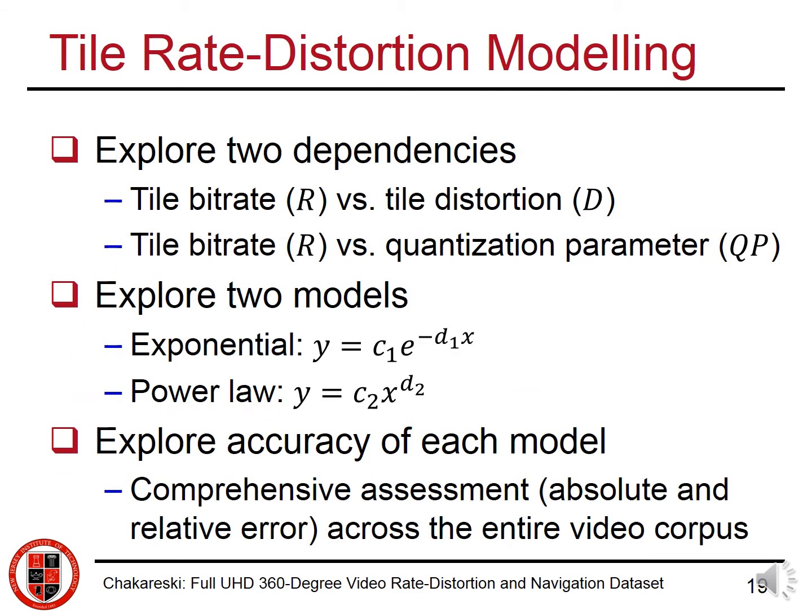We explore two dependencies in the empirical data: tile bitrate versus tile distortion and tile bitrate versus quantization parameter QP. And then we use two models to fit the data: exponential and power law. We explore the accuracy of each model in the paper, where we provide a comprehensive assessment in terms of absolute and relative prediction error across the entire video corpus.